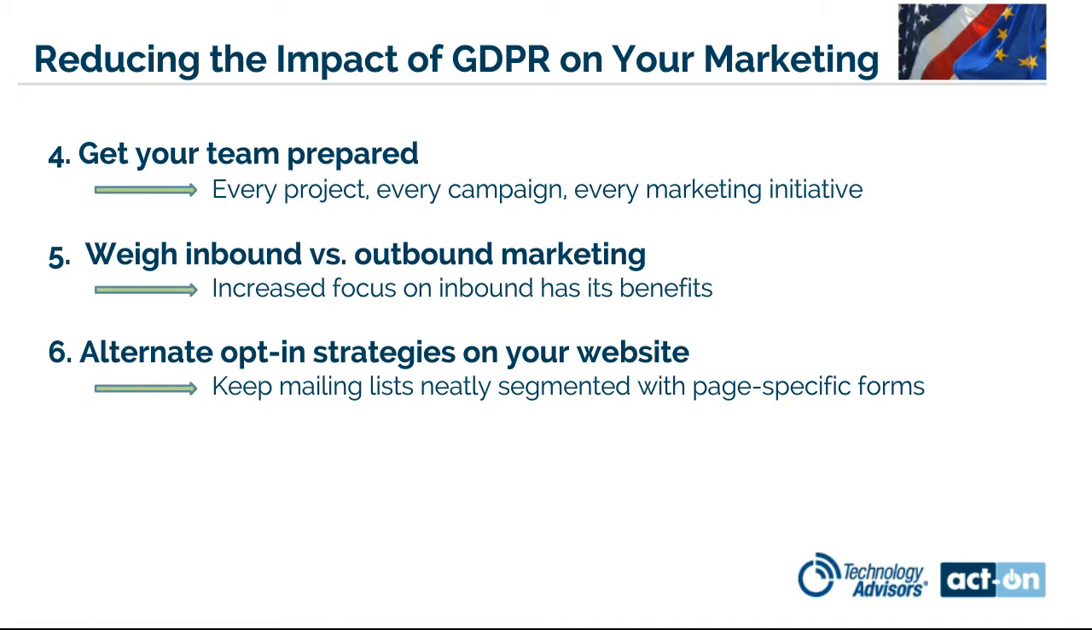And then lastly, alternate opt-in strategies on your website. To offset some of those lost leads, try offering website visitors additional ways to opt in. For example, if someone finds your product news page valuable, maybe they want to opt in for updates on it. Embed a form or a pop-up on that page that allows them to quickly opt themselves in.